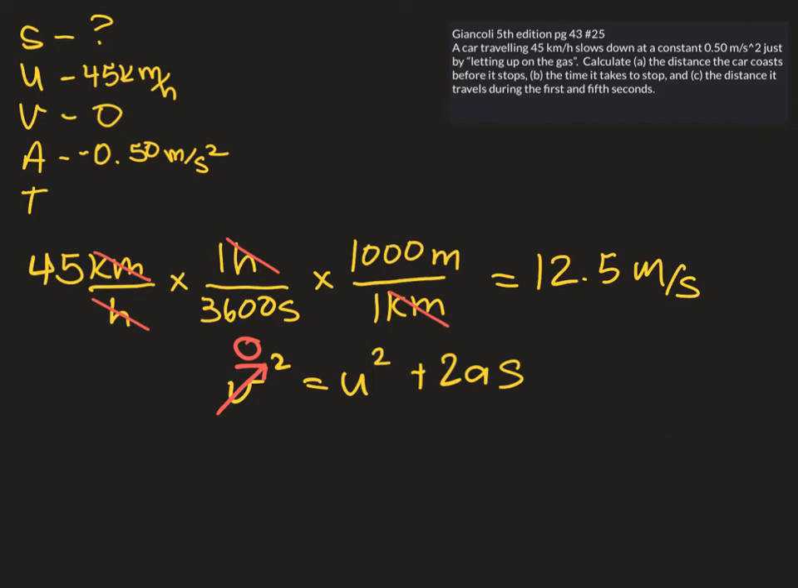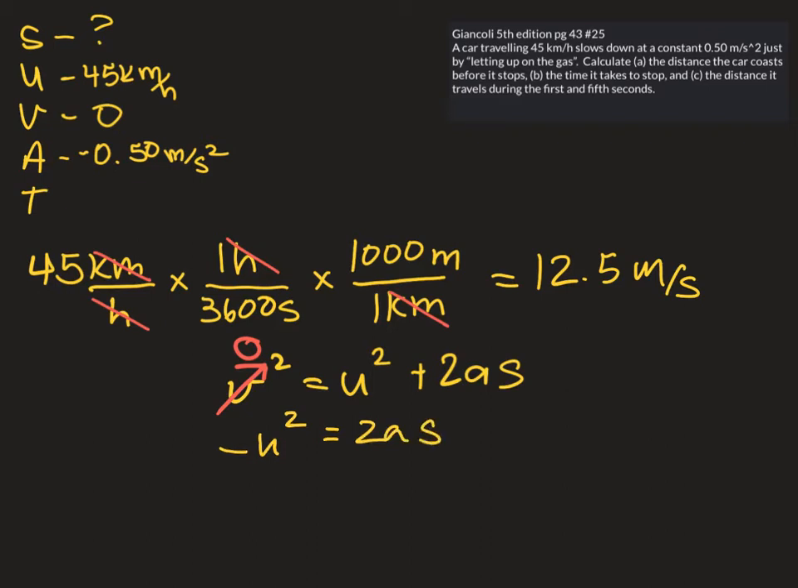Now what I need to do is rearrange this so I get my s on the left, because that's what I'm looking for. So I'm going to take my u squared and move it to the other side. Right here it's being attached by addition, so in order to remove it, I'm going to have to subtract it from both sides. On the right it cancels out, and then on the left I'll be left with negative u squared.